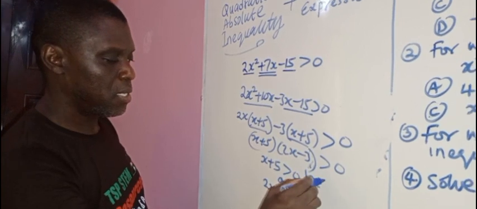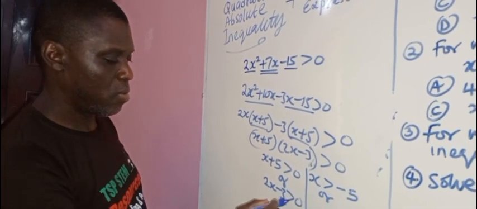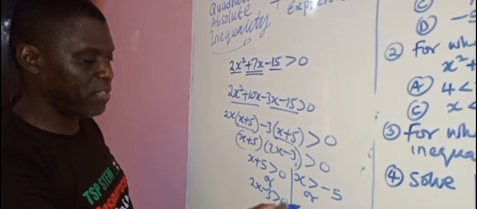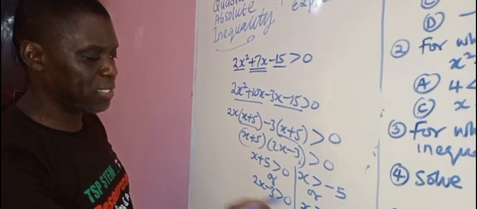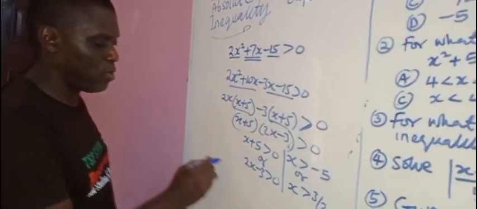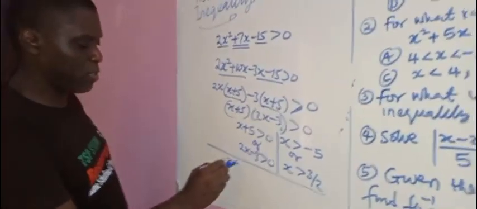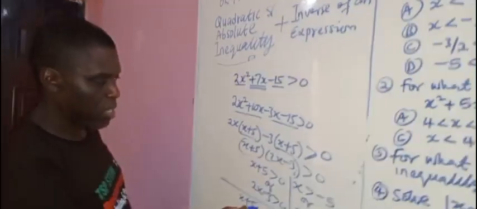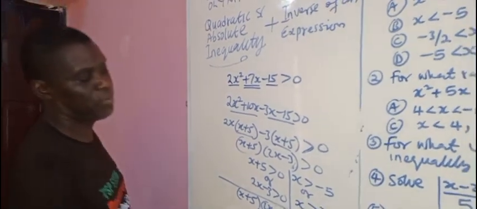x greater than -5, or this one, if you solve this, x greater than 3/2. Carry this to that side, divided by 2, okay? Now, you also try to change this. You also try to change it to less than. So, (x + 5)(2x - 3) less than 0. We need to do that so that we can compare.